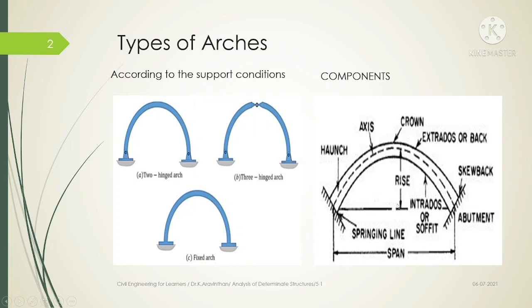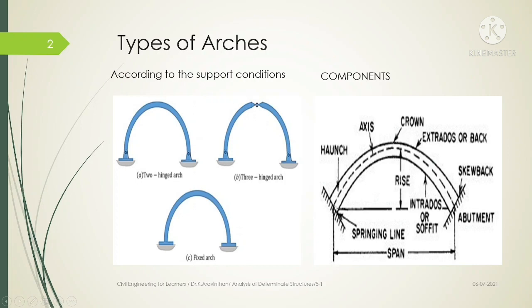At the crown it will have the maximum height, that is the maximum rise, and at each and every distance from the support you will have a different height. So according to the type of arch it differs. It can be a parabolic arch, it can be a circular arch, so the rise differs. Anyway, the crown will be the highest point in any of the geometry.